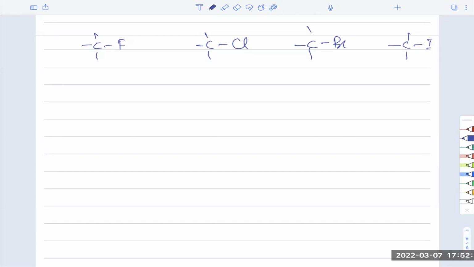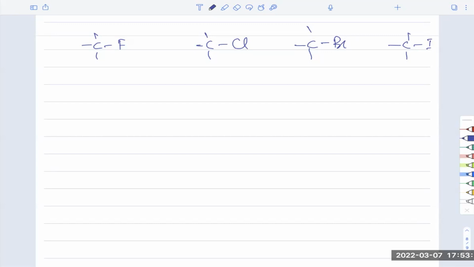Sir, but what if fluorine is a smaller atom, so it's going to have weaker intermolecular force? Fluorine is a smaller atom, so it's going to pull on the electrons much more strongly. So there's going to be a lot of polarity here. And of course, they're smaller, so the bond length will also be very small.